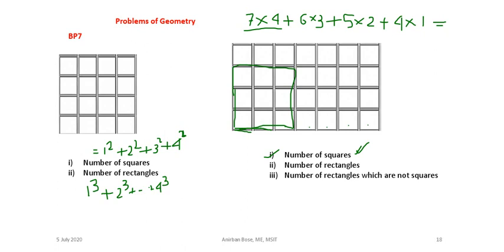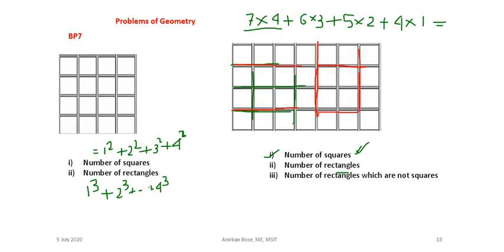And to find the number of rectangles, think in this way: to make a rectangle, what do we actually need? We need any two parallel sides which are horizontal, and any two sides which are vertical. Suppose we consider a pair of horizontal lines, this one and this one, and a pair of vertical lines, this one and this one. Then which rectangle will form? Basically this rectangle.